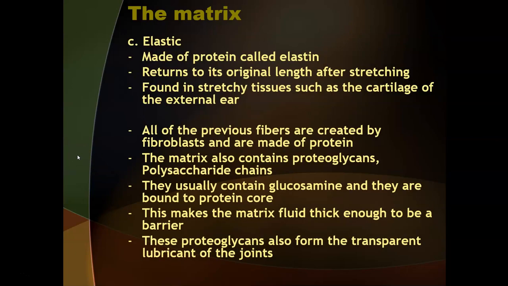The last type of fiber that we can find in the matrix is elastic fiber, and it is made of a specialized protein called elastin. What defines something to be elastic? What defines an elastic compound is something that can be elongated, but when that stress of elongation is no longer there, the tissue returns back to its original length after stretching. So, think of a rubber band. You can pull it out and make it long by stretching it between your fingers, and when you let go, it comes back to its original shape. And this is what an elastic fiber does.